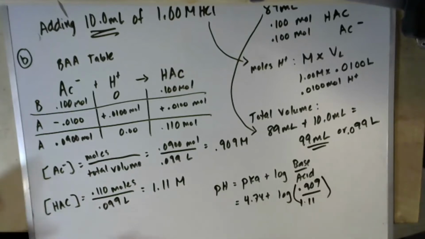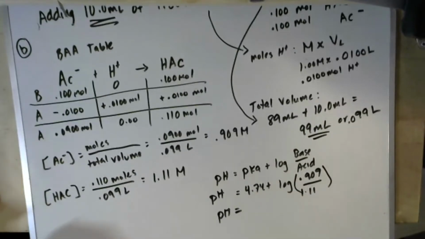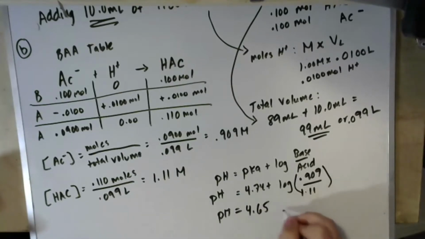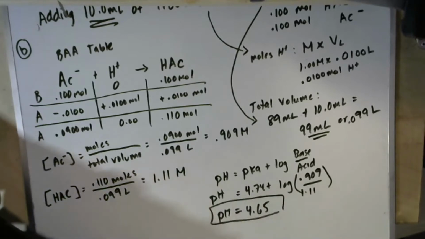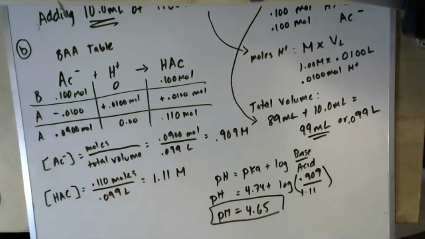Okay, let's see what our pH is. And we get a pH of 4.65 after this addition of HCl. And if you wanted, you can go back and confirm that by using the ice table.